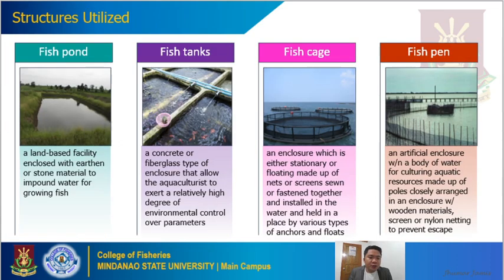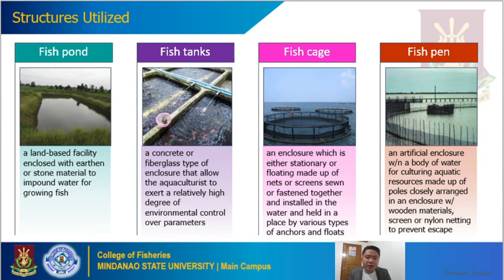Let's proceed to the next one, which is the structures utilized. The structures utilized in aquaculture, whether in the freshwater, the brackish water, the aqua silviculture, or even the marine water, vary depending on the site or location requirements. Most of the land-based facilities for aquaculture are fish ponds. A fish pond is defined as a land-based facility enclosed in earthen or stone material to impound water for growing fish.